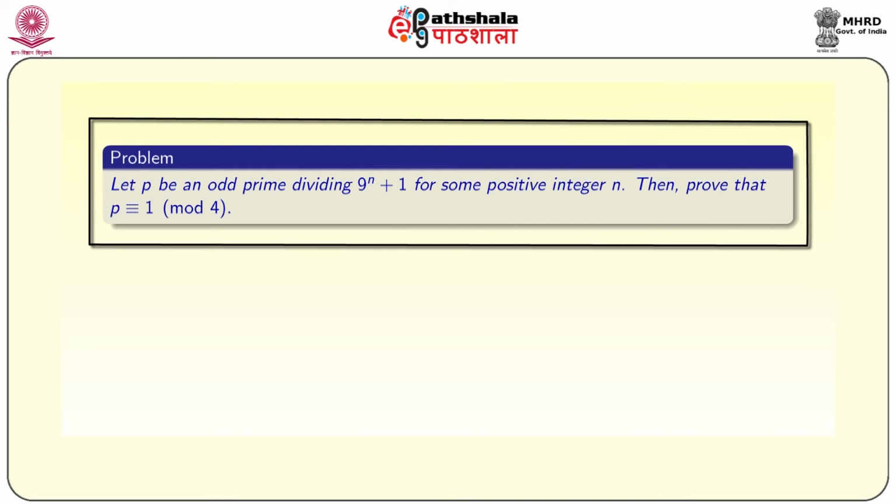Now, we are going to solve one simple problem. Let p be an odd prime dividing 9^n + 1 for some integer n. Then we can prove that p is congruent to 1 mod 4.